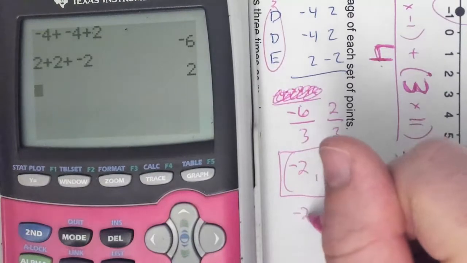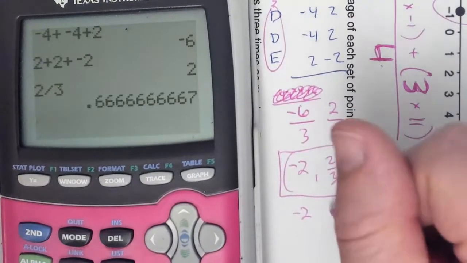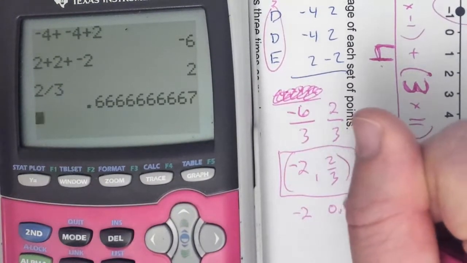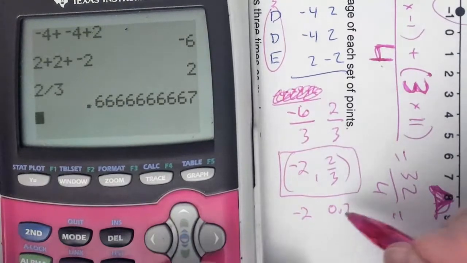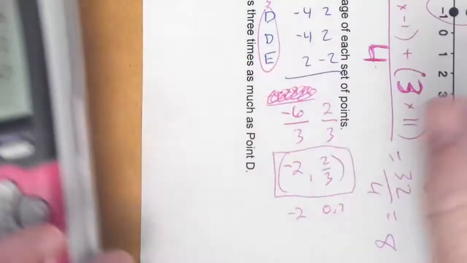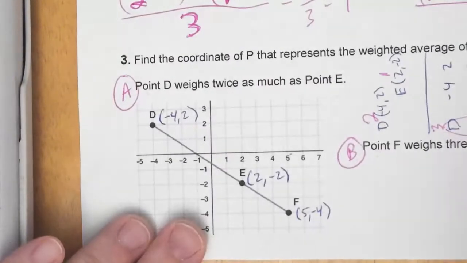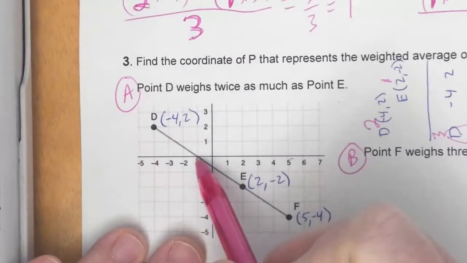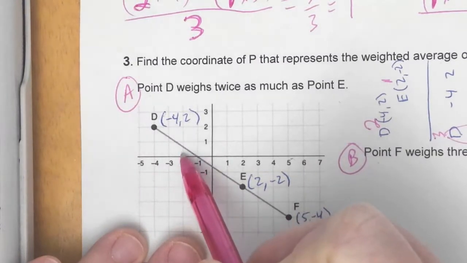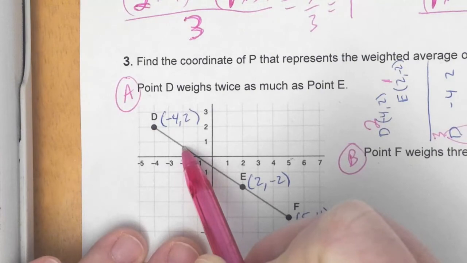So this is really negative 2, and 2 divided by 3 is about 0.7 roughly. All right, I need to make sure that that is on the line. So let's check. So I put this on the line. So negative 2, and then 0.7 is not quite 1. Now, first of all, that is on the line. I feel really good about that.